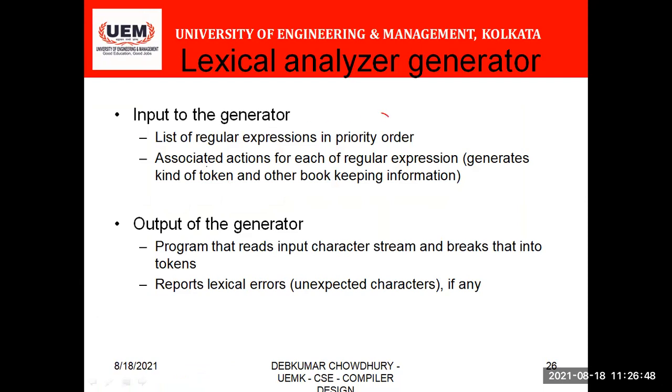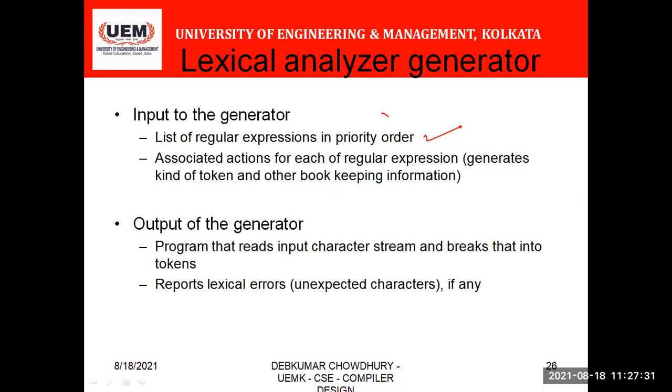Input to the generator: a list of regular expressions in priority order. That is the first thing. For the lexical analyzer generator, two things are needed: what inputs it takes and what output it generates. First of all, a list of regular expressions in priority order. So naturally the regular expressions, according to their priority, should be my input to the lexical analyzer. Associated actions for each regular expression will be needed. That means generating the kind of tokens and other bookkeeping information.